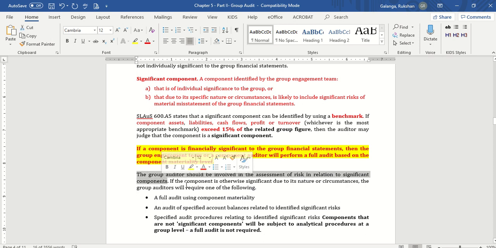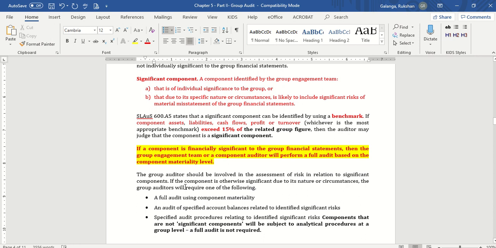If the component is otherwise significant due to its nature and the circumstances, the group audit will require one of the following things, right? What the auditor should do, a full audit using component materiality, right? Meaning making one of the minimum own දෙයක් කරන්න පුළුවන්. other component එකක් ආවොත් ඒ කියන්නේ significant component එකක් ආවේ නැත්නම් safe side මොනවා කරනවද? full audit එකක්ම කරනවා. That is the one point, right?